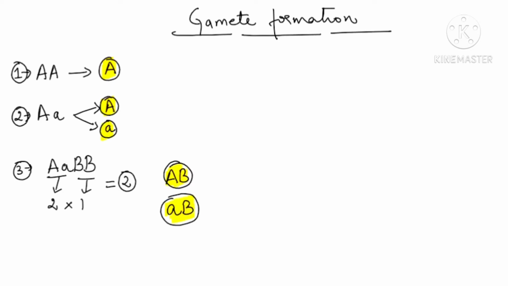Now let us take another question. Suppose I say both are heterozygous, then how many types of gametes will they make? You know, this heterozygous will make two types of gametes. Even this heterozygous will make two types of gametes. So total gametes will be of four types. Now see how it is possible.